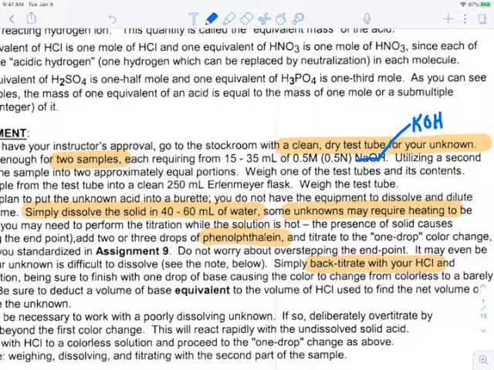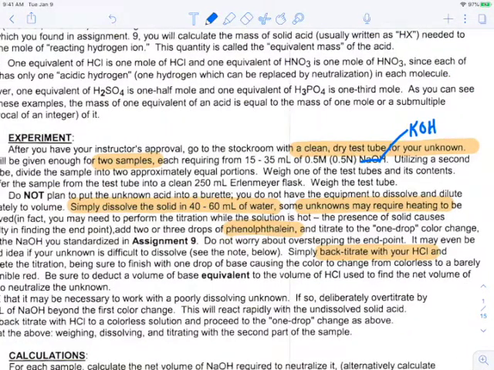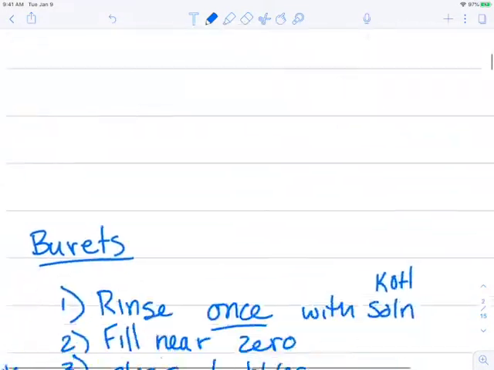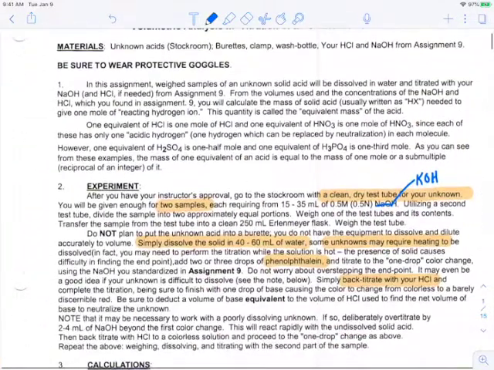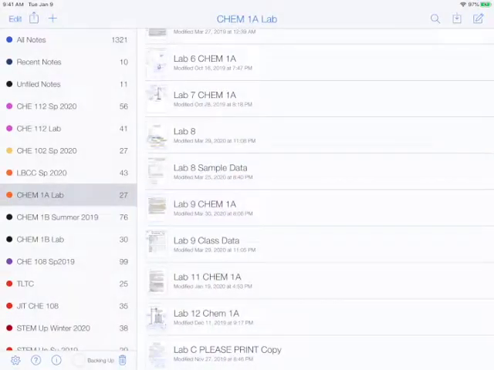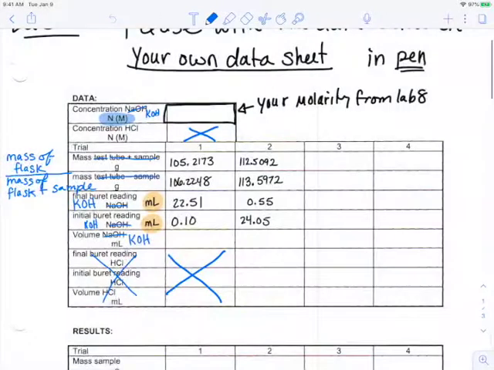So normally at this point, I would tell you to be careful not to use too much of the KOH because you don't want to run out of it. Not a problem today. All right, so this is a solid acid. So here you would have to dissolve the acid. The first thing I would have you do, and let me zoom down to, I'm going to pull up your sample data, and the sample data is already posted on Canvas in the lab notes section. So there we go.